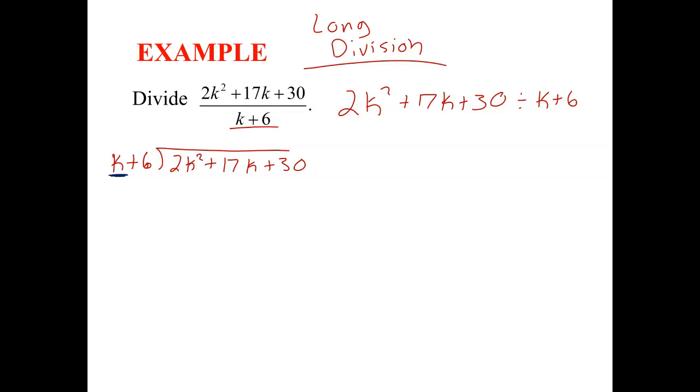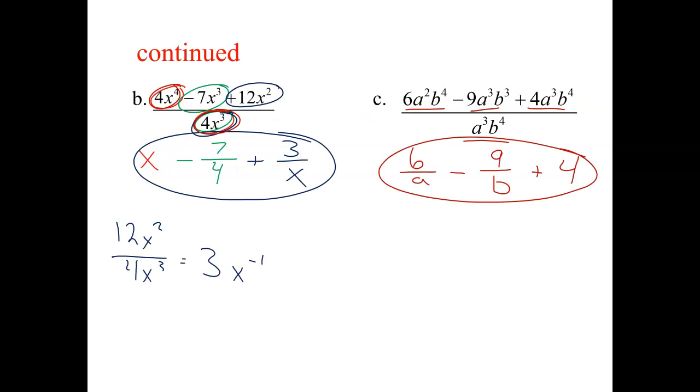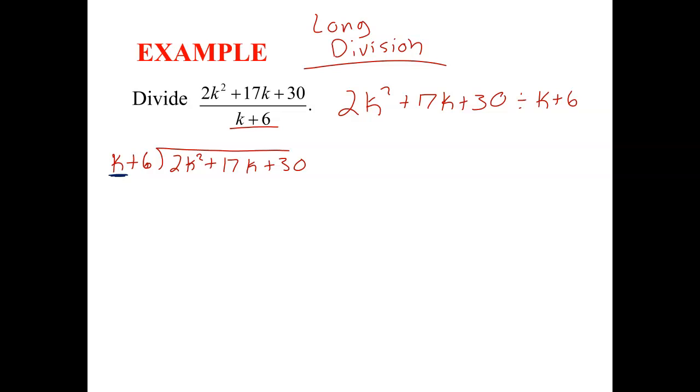Just like on the last one where we did x to the fourth divided by x to the third, I'm going to do the same thing. I'm going to do 2k squared divided by k. First term of my dividend divided by the first term of my divisor. What does that give me? 2k. Now, that is the first term of my quotient.